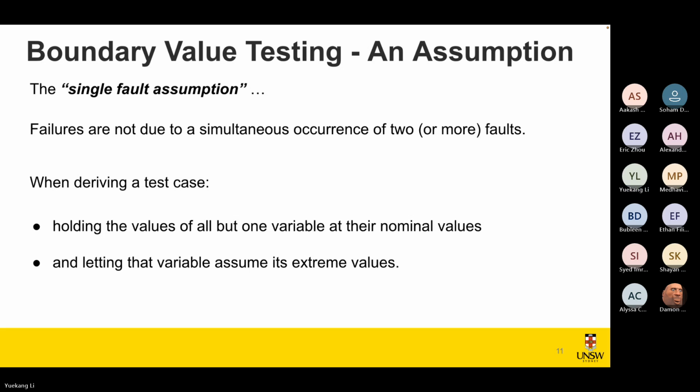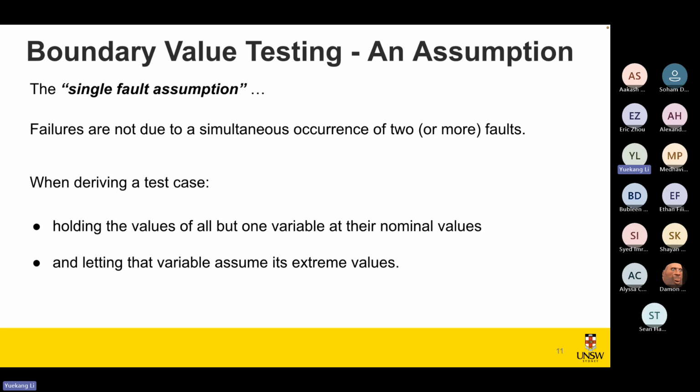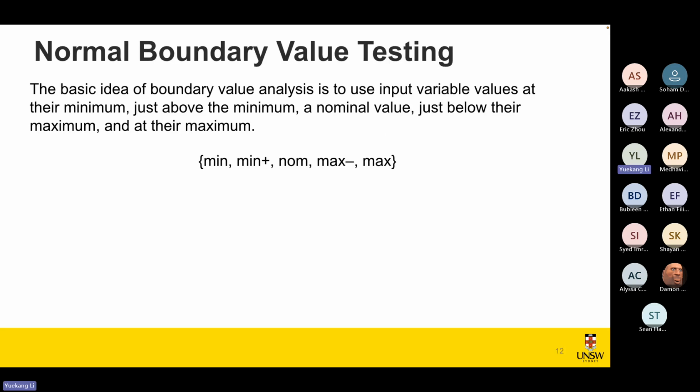Under this assumption, when we design a test case, because we assume that only one parameter can take an invalid value, we select one target parameter and make sure that all the other parameters take a normal value, and allow the controlled variable to take the extreme value. So this is the assumption here.